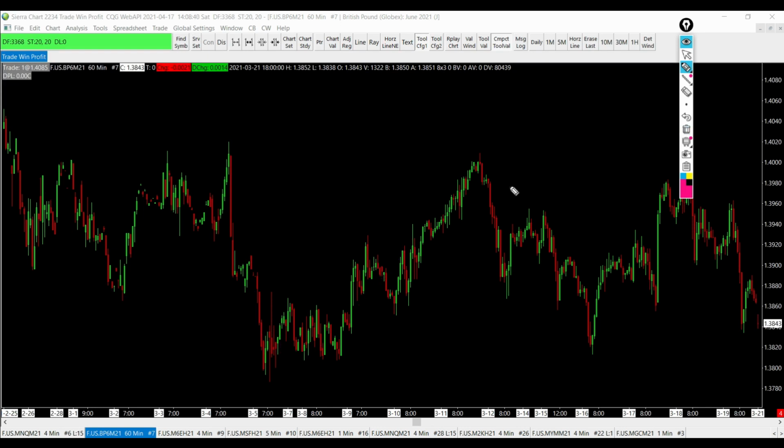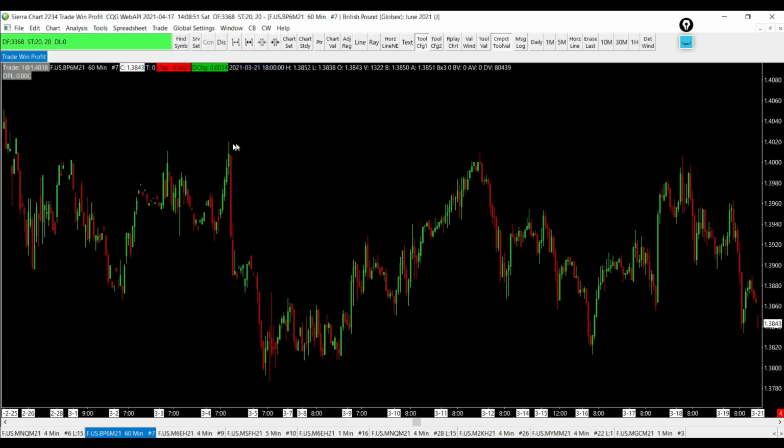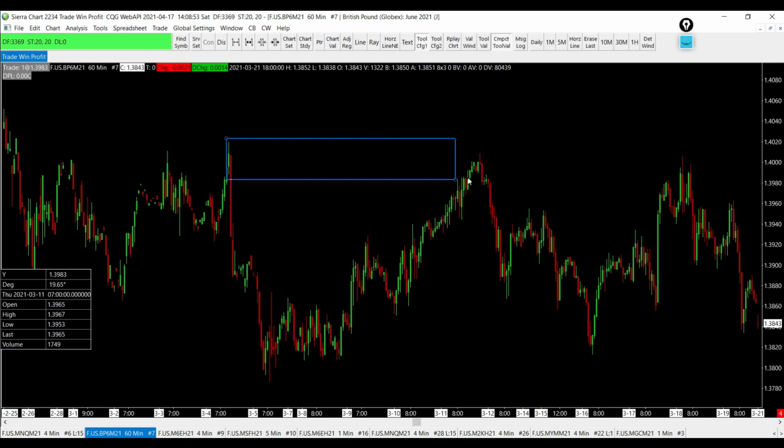And basically, what we can do is we can mark that down, and that's what we're going to do. We're going to mark that down. Okay. And we are going to basically see how price reacts to that level. So we can say, okay, take this candle right here and mark it down.